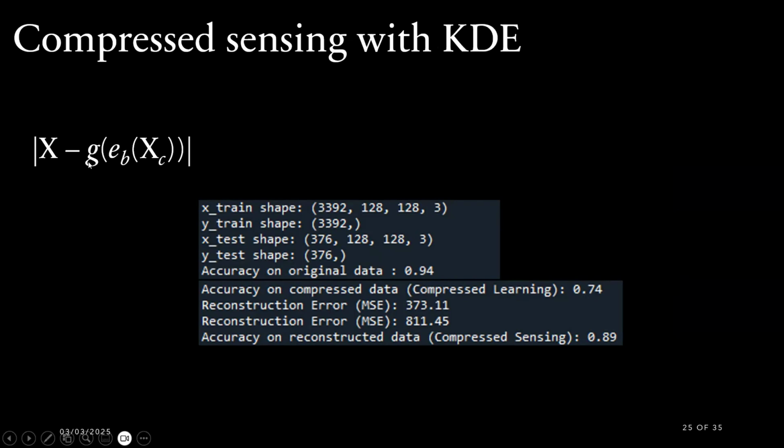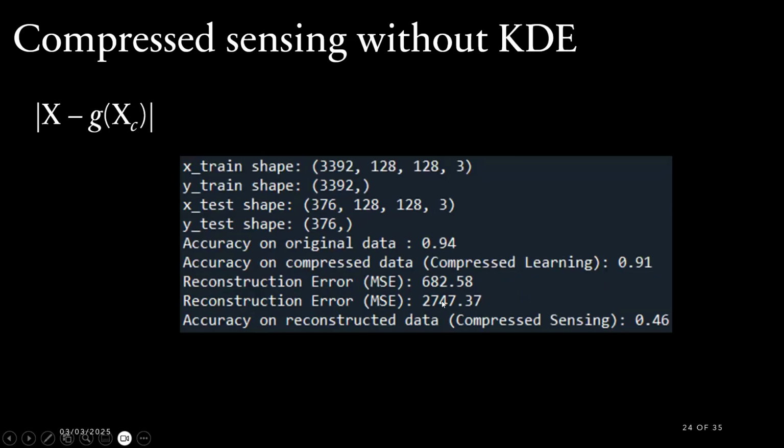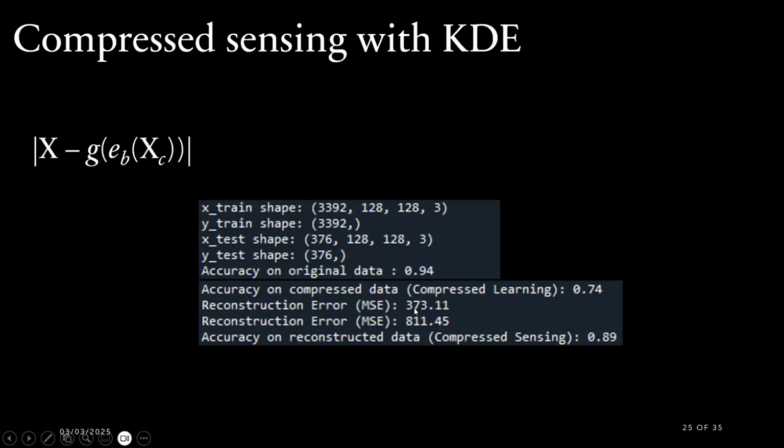But when you reconstruct through the G function here, you can see that from 2,747 it becomes 811, so they're closer to each other. This also reduced. That means the reconstruction is getting better with that. Because of that, when you train on that and test on that, it was 0.89. So KRR alone cannot do anything, but with KDE, it can do it.